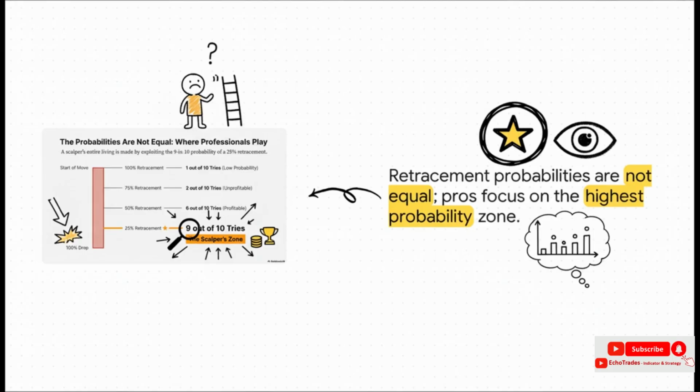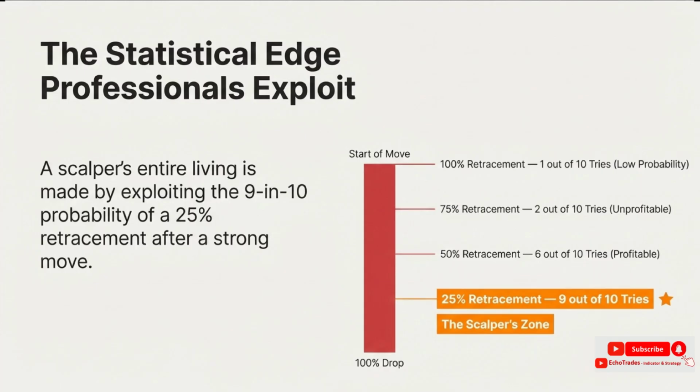Okay, so after a stock drops 100%, what are the chances it's going to bounce all the way back up to the top immediately? Pretty low, like 1 out of 10 times. But what are the odds it bounces back just a little bit, say 25%? Turns out those odds are extremely high. And that, right there, is the professional's edge.